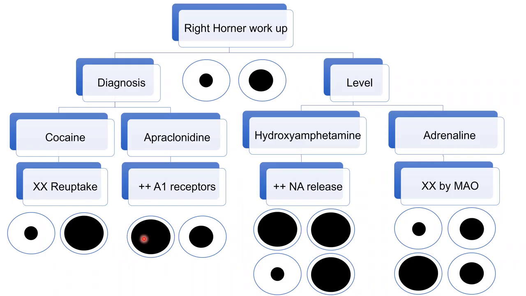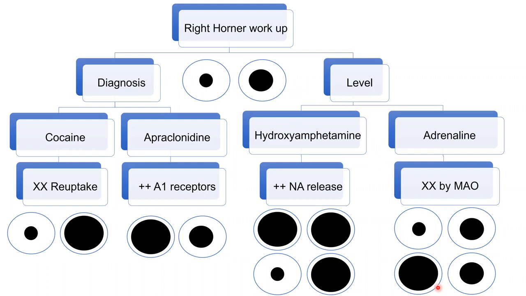So it will cause dilatation. But for the normal eye, those don't have upregulation of the alpha-1 receptors, so it will not work. It will not cause dilatation of the normal pupil. So apraclonidine dilates the Horner. Cocaine does not dilate the Horner. These tests are used for diagnosis. Okay. After diagnosis, we need to know now what is the level.